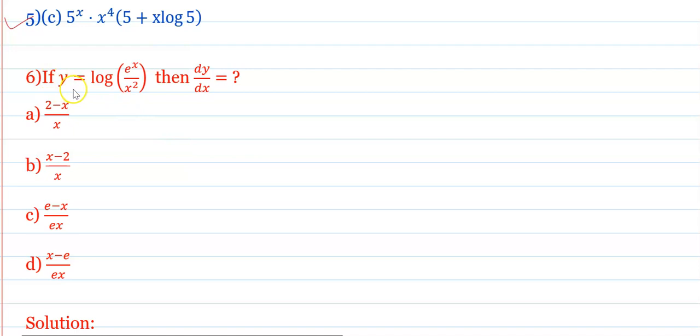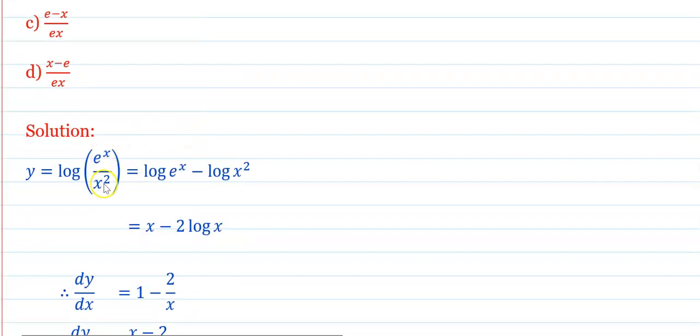Next, if y is equals to log of e raised to x upon x square, then find the dy by dx. So it is simple log of m upon n. It can be written as log of m minus log of n. Here is a log of e raised to x minus log of x square. पण इथे बेस किती असतो तर e असतो. Therefore we have the formula. What is that? Log of a to the base a.